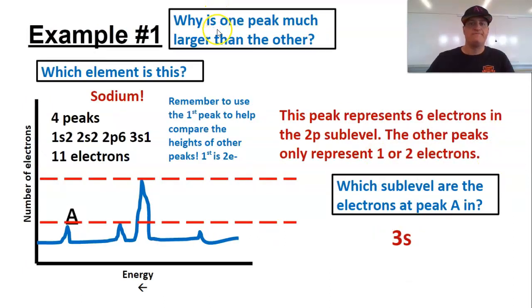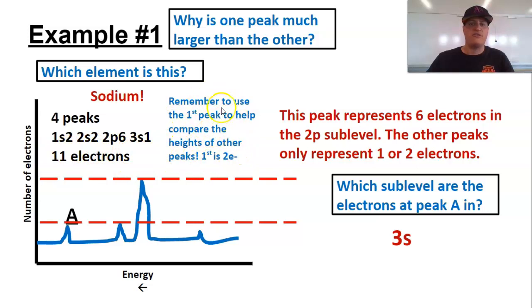So example, why is one peak much larger than the other? So why is this one larger? What element is this? These are questions that all come up on your AP exam. You know, sodium. Okay, it's sodium. How do we know that? Well, I see 4 peaks. That's your 1s2, 2s2, 2p6, 3s, not quite 2, but a 3s1. So I'd see that that would have 11 electrons.